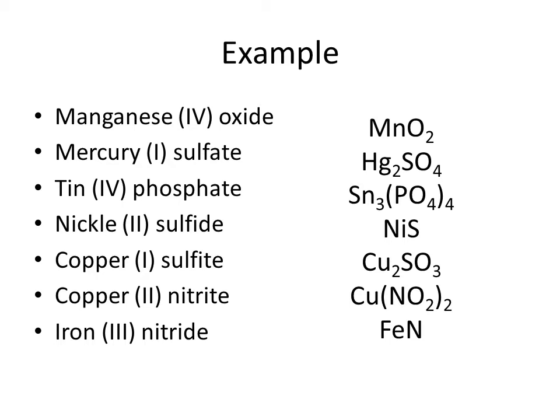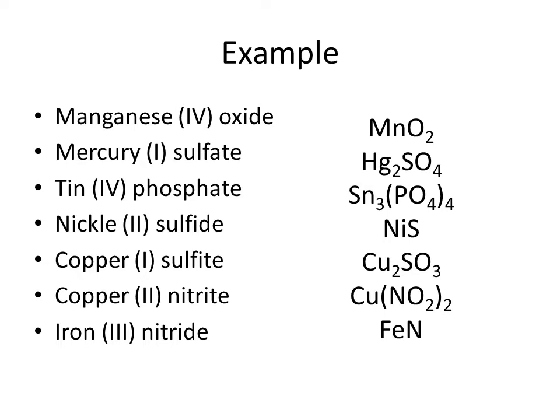Phosphate has a -3 charge. Tin(IV) is tin with a +4 charge. So that means there must be 3 tin(IV)s, and there must be 4 phosphates, each with a -3 charge. Nickel(II) sulfide means nickel has a +2 charge, sulfide a -2 charge. So they're charge balanced, and we write them as shown right here, 1 to 1.